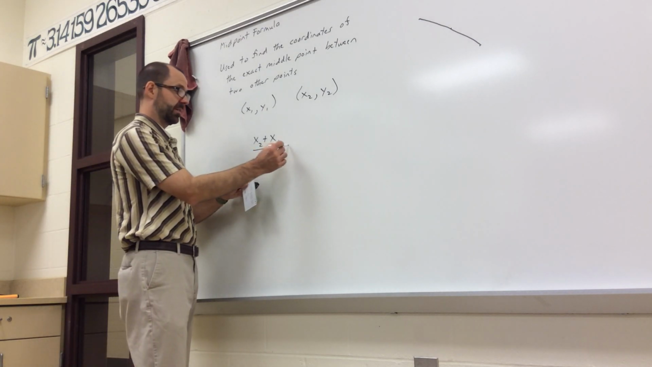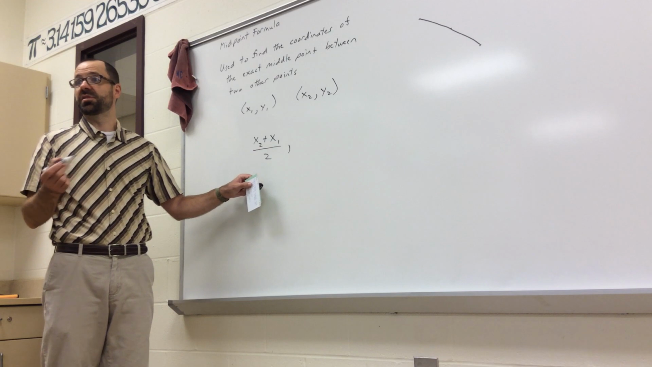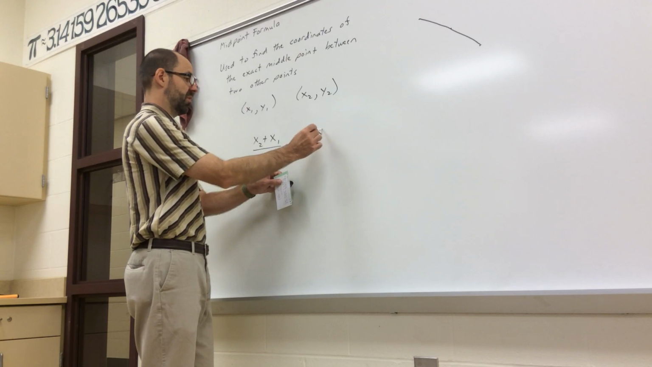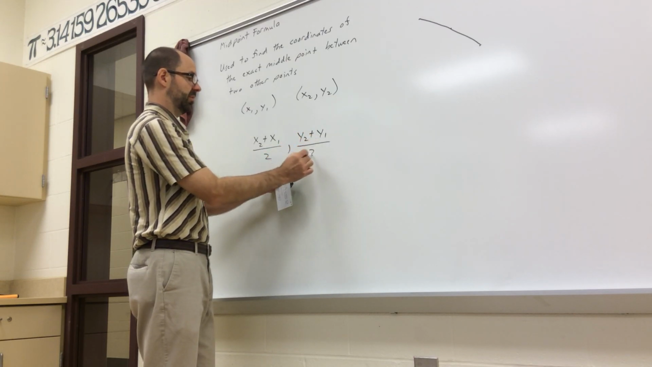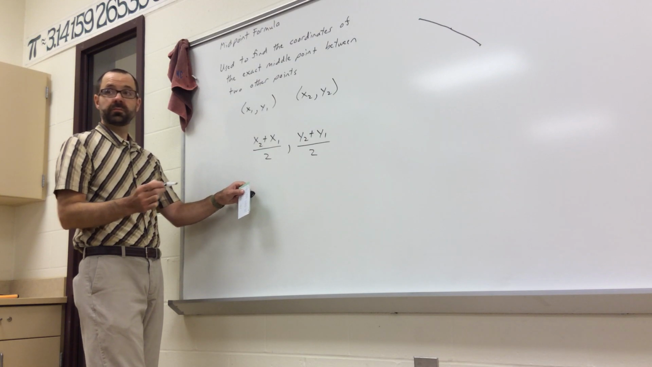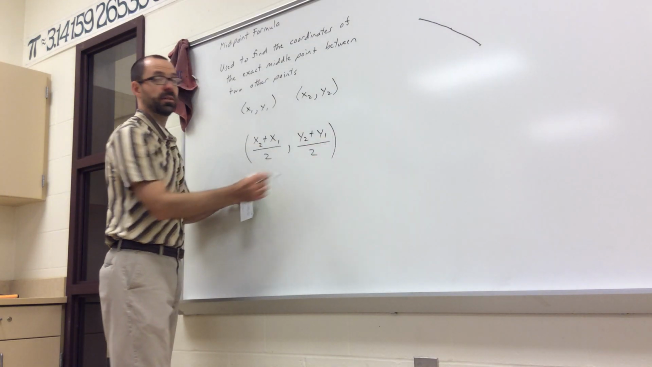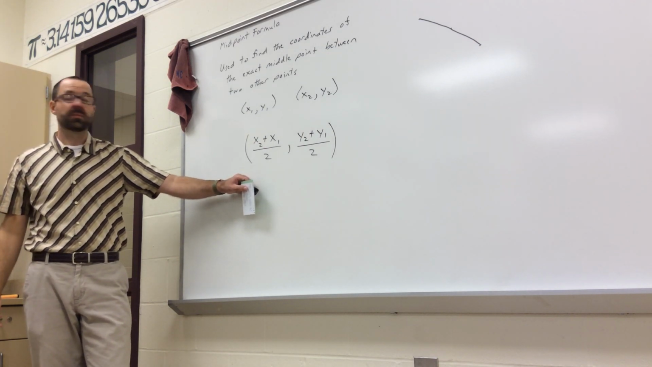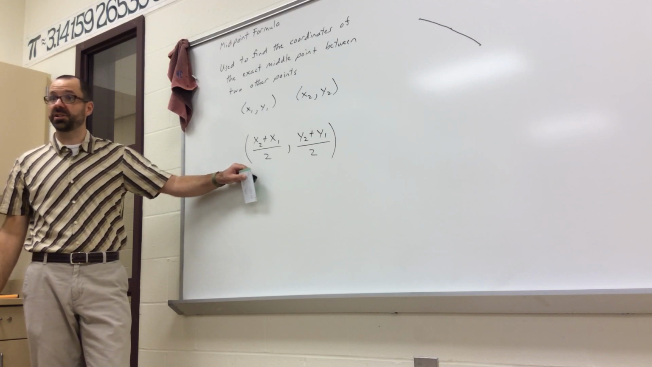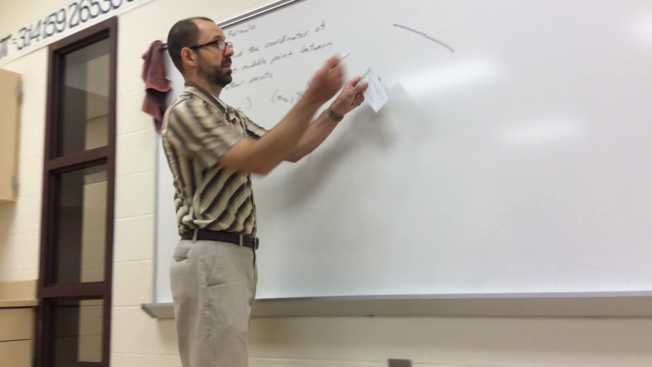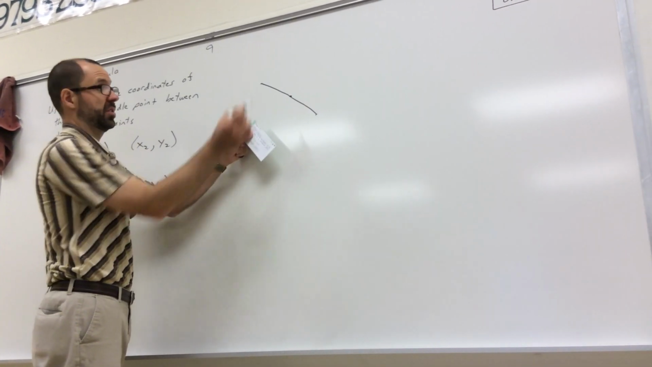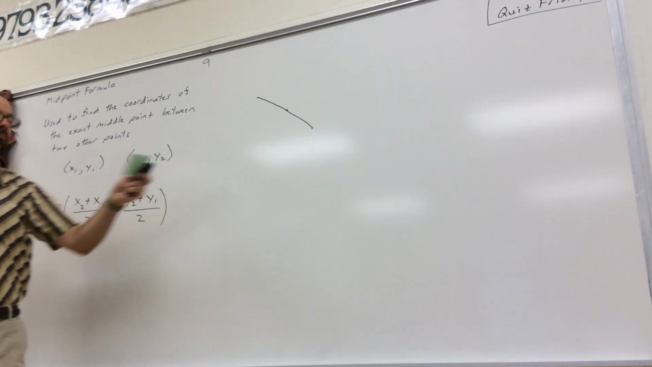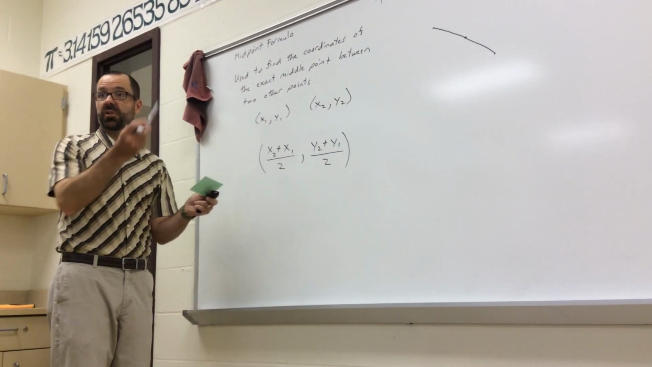And then there's a comma. And you do the same thing with the y's. y2 plus y1 divided by 2. And then there's parentheses around that because it's a point. Okay, so this formula that I just wrote down will find this point that's in the exact middle between those other 2. That's it for number 9.